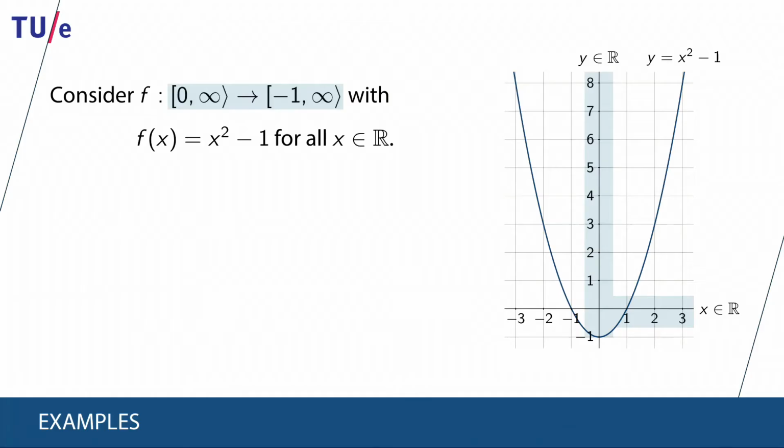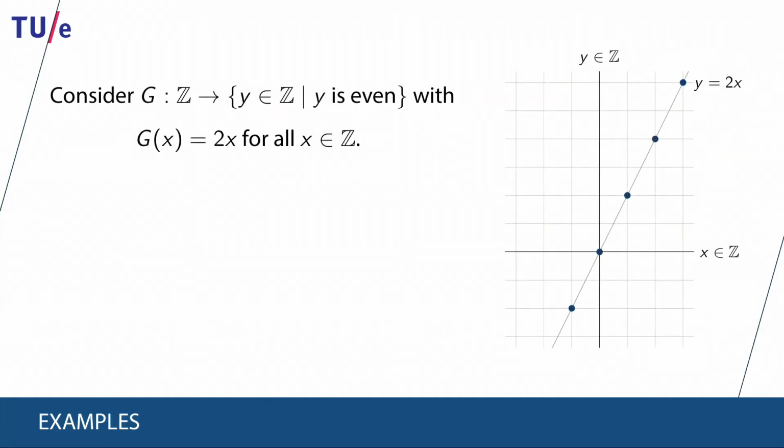If we restrict the domain of f to comprise only the non-negative real numbers and restrict the range of f to comprise all real numbers greater or equal minus 1, then we eliminate all counterexamples against bijectivity. Indeed, as is also suggested by the graph, f then is a bijection. For every real number y greater or equal minus 1, there is exactly one non-negative real number x, such that x squared minus 1 equals y.